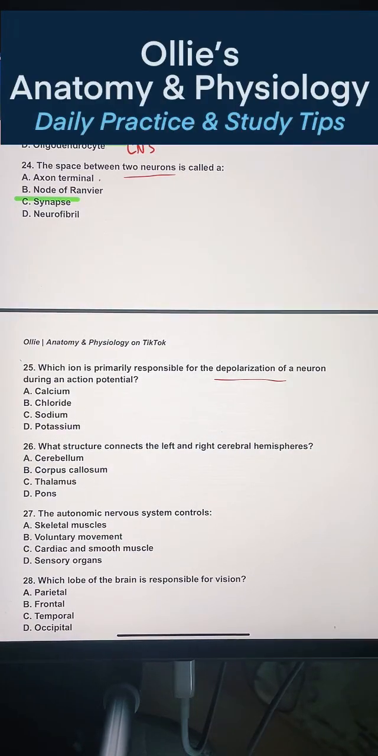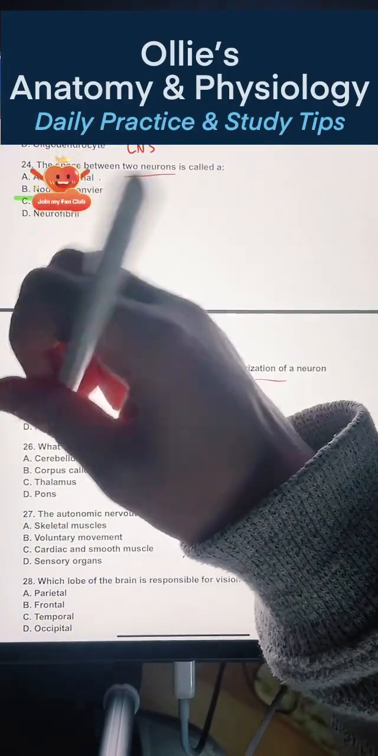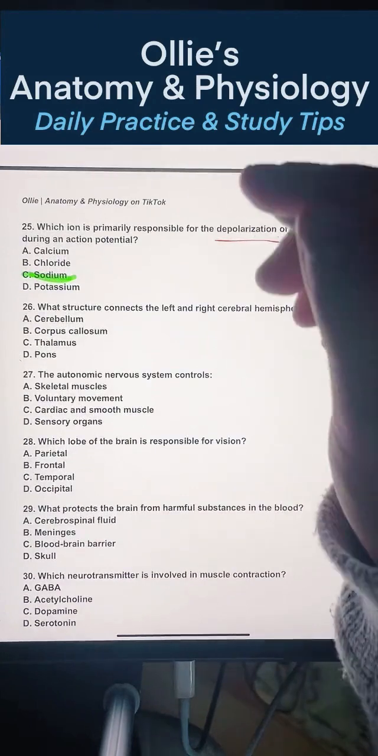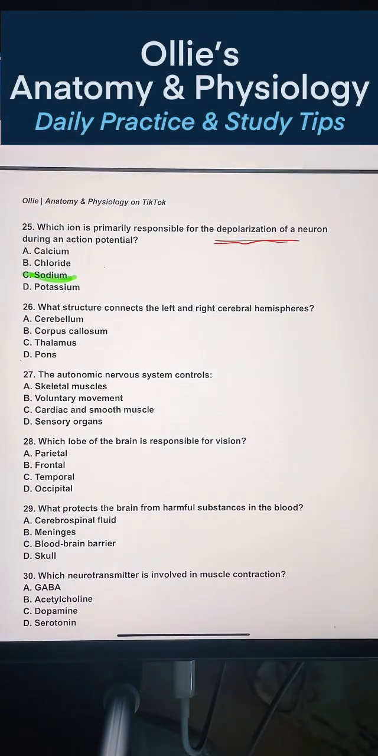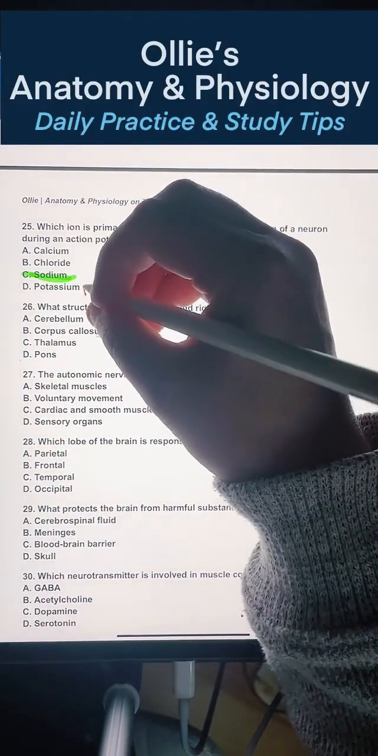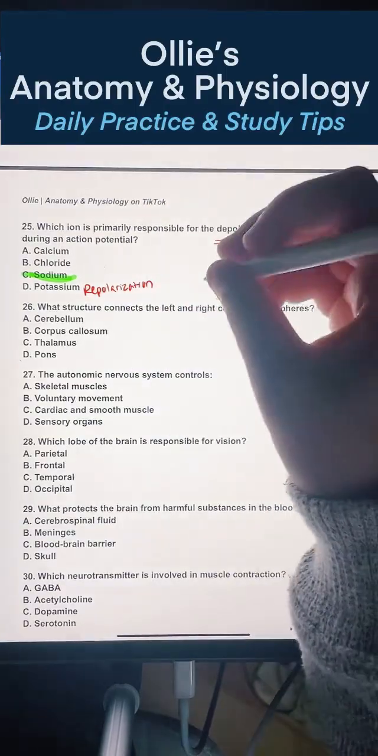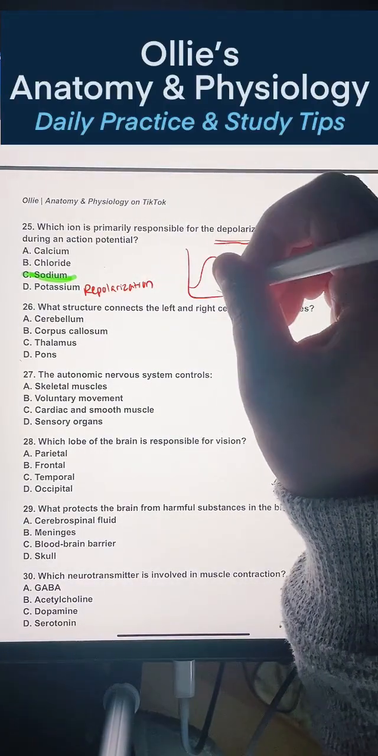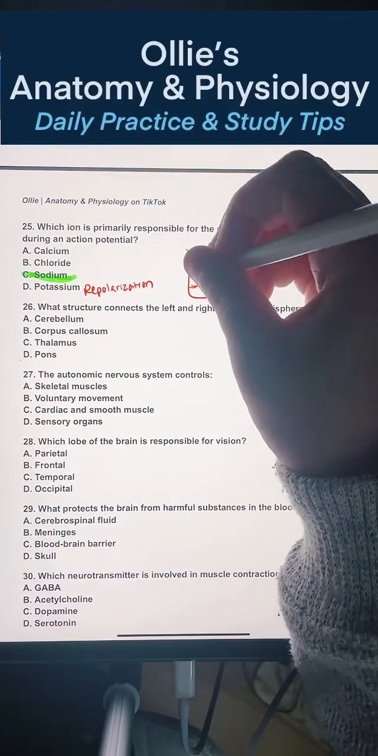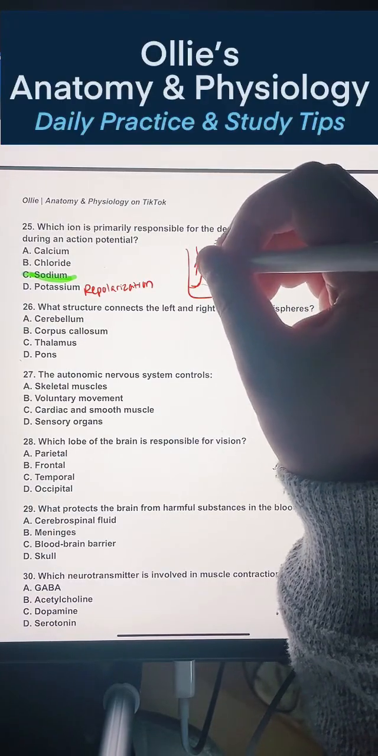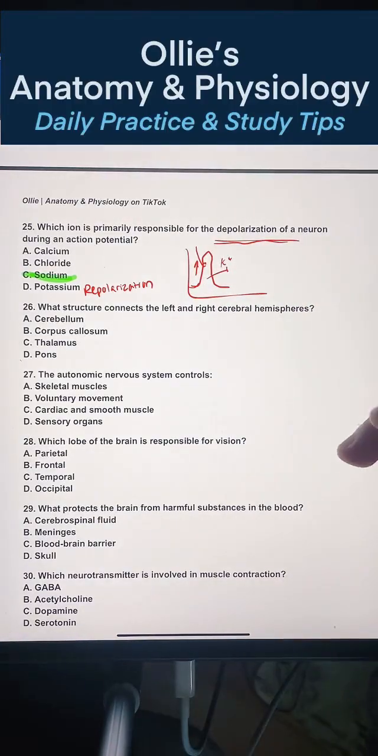But number 25, the answer is C. It is sodium. Sodium is going to be responsible for the depolarization of a neuron during an action potential. Potassium would be for the repolarization. So on that graph, this is kind of the crappy graph, but this part, depolarization, this is our sodium, and then we leave with our potassium for the repolarization.